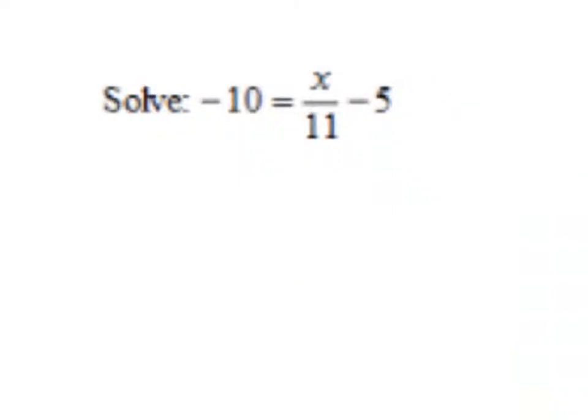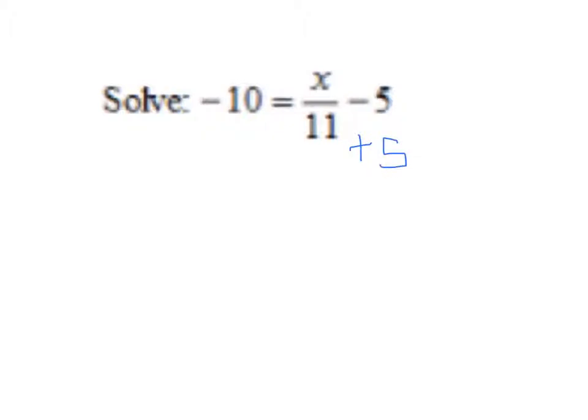This equation says solve, and my equation says negative 10 is equal to x over 11 minus 5. In order to solve for this equation, I first am going to need to get the x by itself. To do that, I'm going to get rid of the negative 5 first. The opposite of negative 5 is a positive 5.